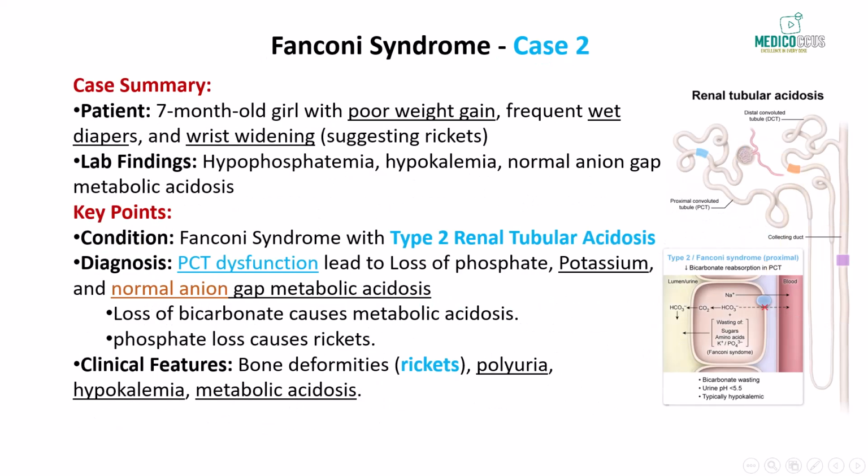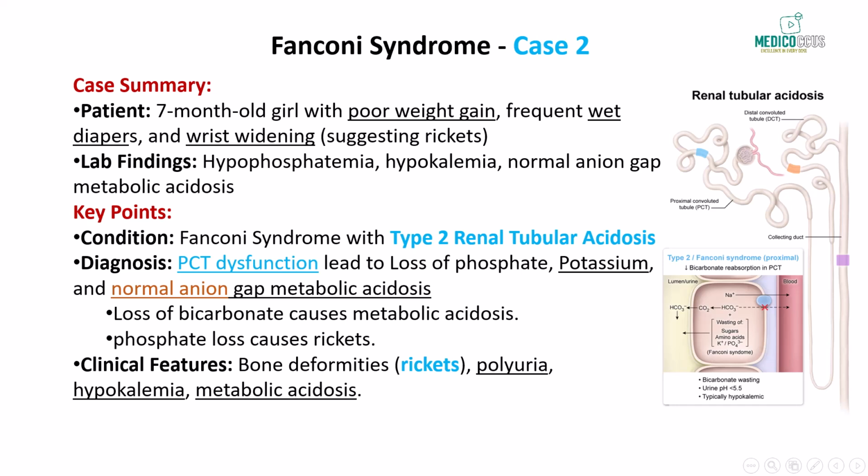In our second case, a 7-month-old girl is brought to the office due to poor weight gain and frequent wet diapers. Her weight percentile has dropped from the 50th to the 3rd percentile, and on examination, her wrists appear widened, suggesting rickets. Laboratory tests reveal hypophosphatemia, hypokalemia, and a normal anion gap metabolic acidosis. This pattern is typical of type 2 renal tubular acidosis, a condition that can occur as part of Fanconi syndrome.